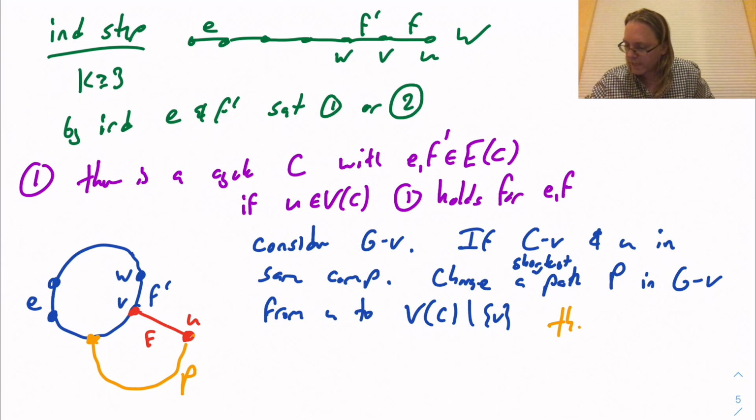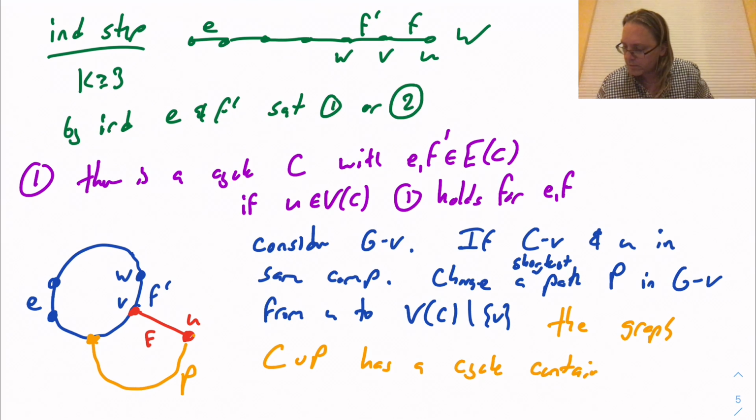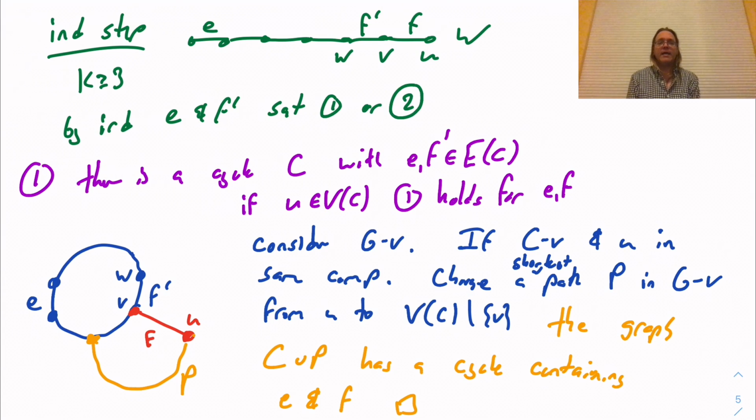In fact, what I will say, and this is probably what it says in the notes, the graph C union P has a cycle containing E and F. And that completes the proof. So that was our second case.